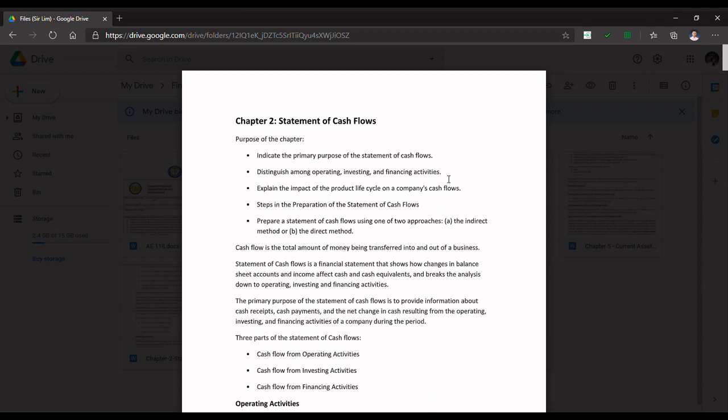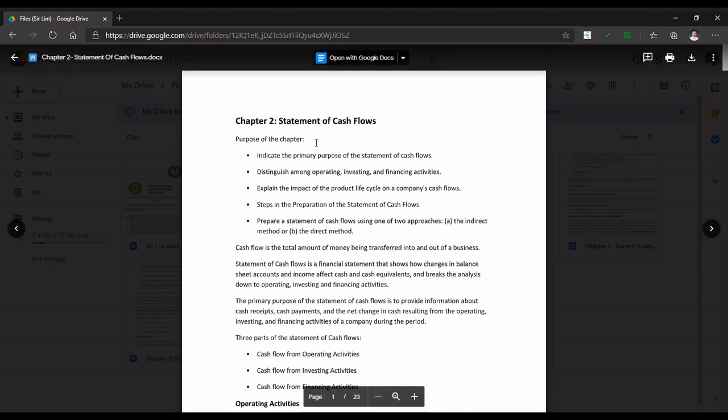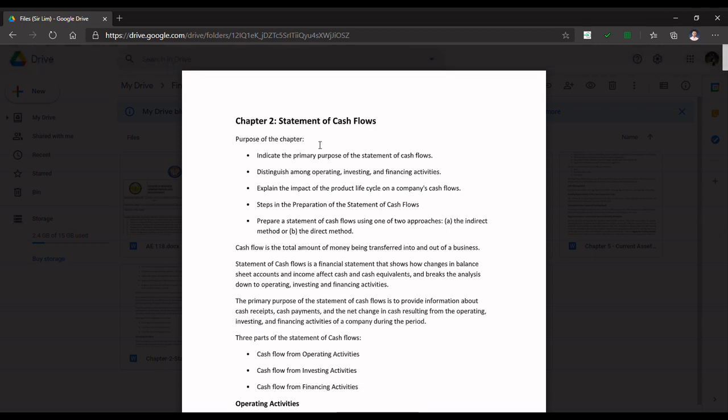Hello, so today we'll be discussing the statement of cash flows. So tapos na natin yung financial analysis, no? And I told you a while ago na mas madali yung financial analysis kasi mas mahirap itong cash flows. But what I mean by that is that it requires more explaining on my part because medyo nakakagulo ito, no?